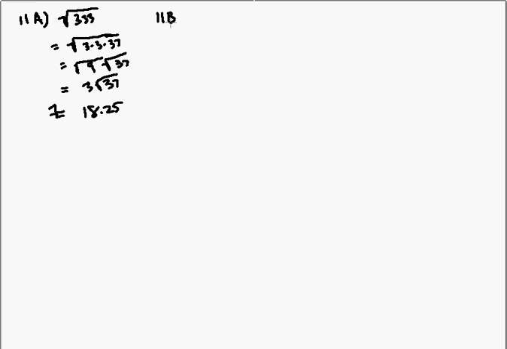11b. Here I got 2 square root of 232. So let's see here, 232. 2 goes into 232 116 times. 2 goes into 116, 58. 2 goes into 58, 29.